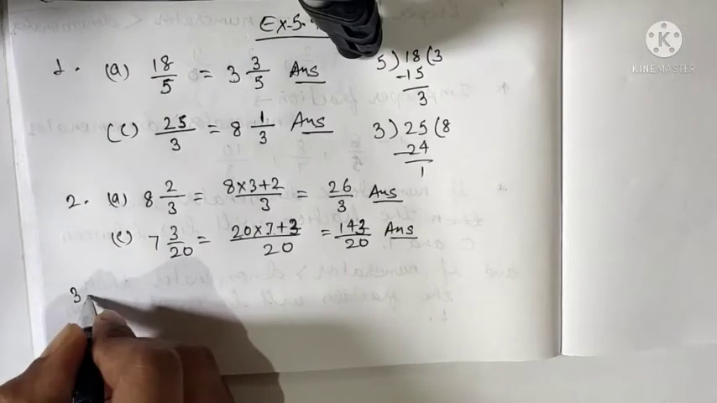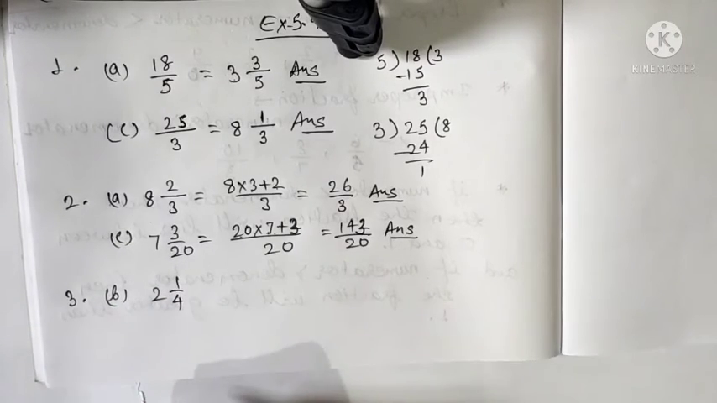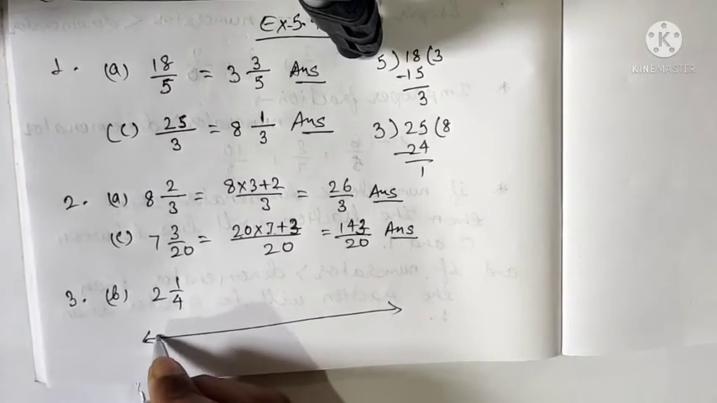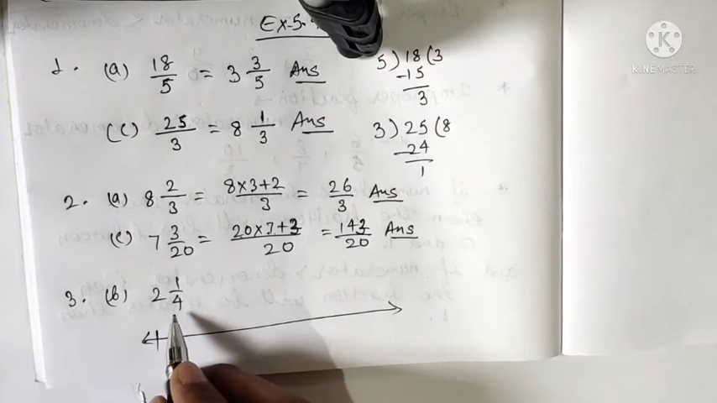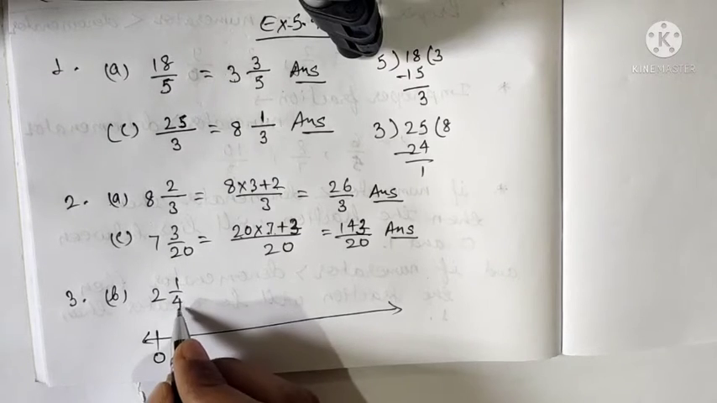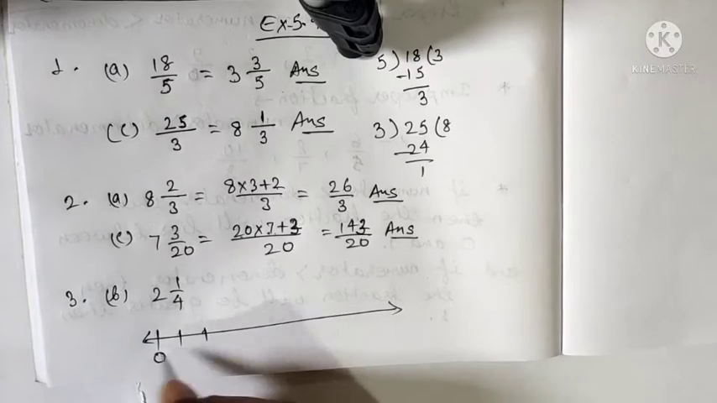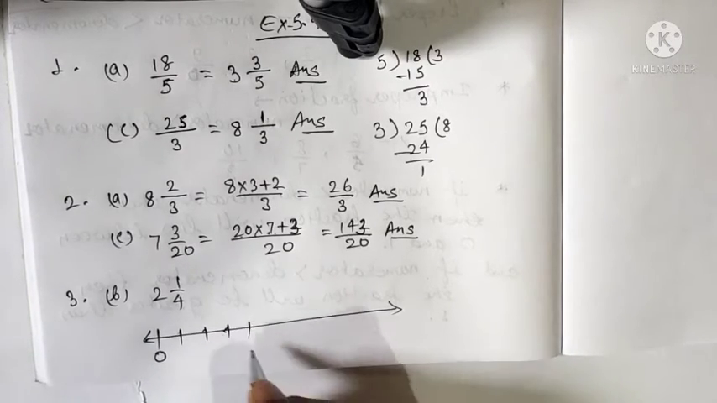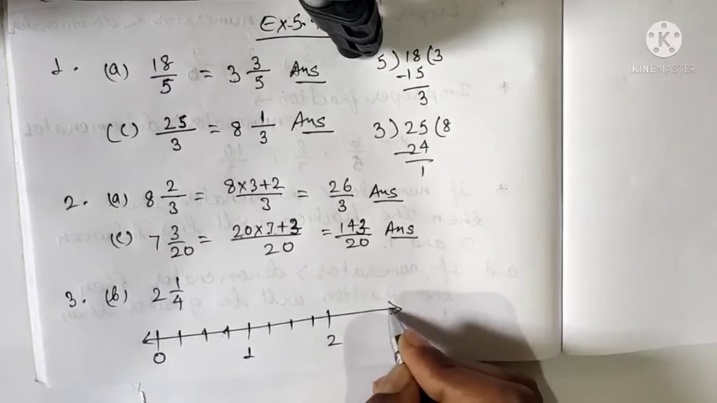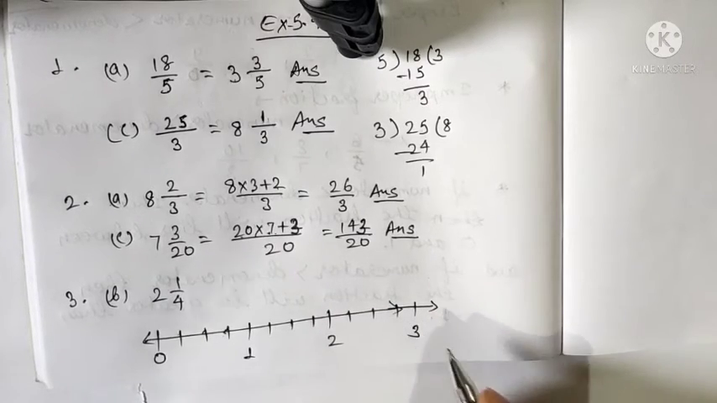Question number 3, we have to represent the following fractions on the number line, and question number B of 3 is 2 1 by 4. So we are going to represent it on the number line, and it is too simple as we have done it earlier. So just draw a number line and mark 0, and since the denominator is 4, we will draw 4 equal segments and then mark 1, 1, 2, 3, 4, and then 1, again 1, 2, 3, 4, and then 2, again 1, 2, 3, 4, and then 3.